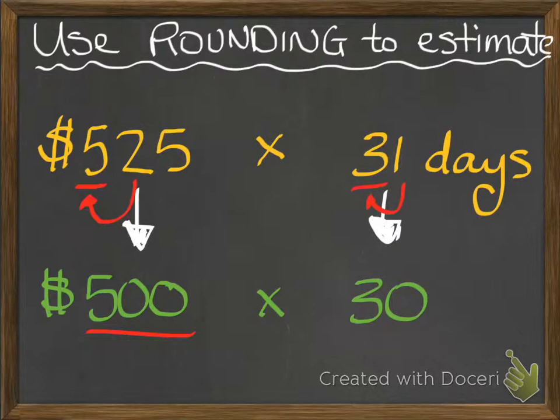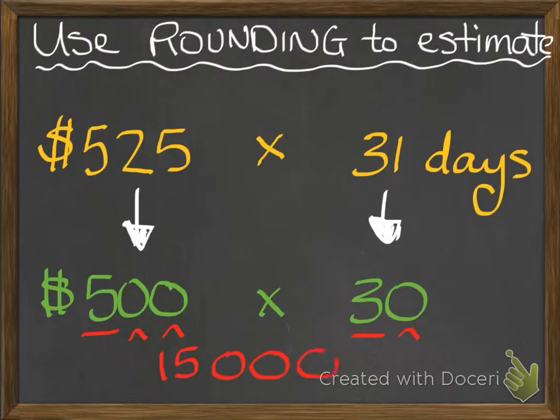So just like I learned yesterday, I'll get rid of those marks, I can multiply the numbers that are not 0. 5 times 3 is 15, and then tack on the 1, 2, 3 zeros. So that's going to equal 15,000. Now, I have to get at least 15,000 to make enough money, and I rounded both of these numbers down, which means that this is actually called an underestimate. It's actually going to be a smaller amount than what you would actually get if you multiplied 525 times 31.